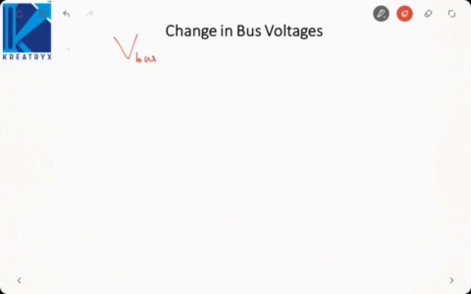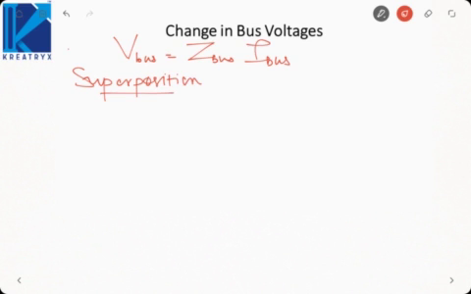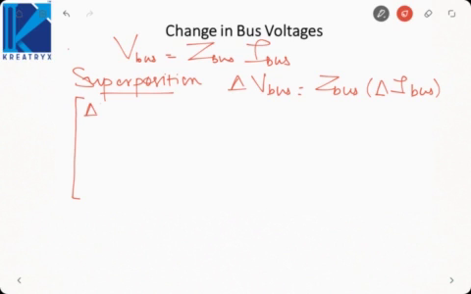we know V bus is equal to Z bus into I bus. So if we apply superposition, delta V bus is equal to Z bus into delta I bus. Now delta I bus will be a matrix where i is the bus at which the fault occurs.